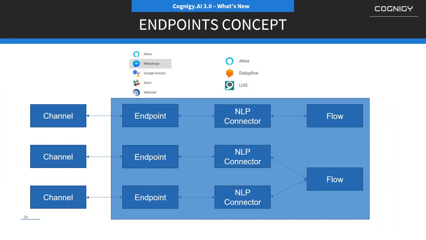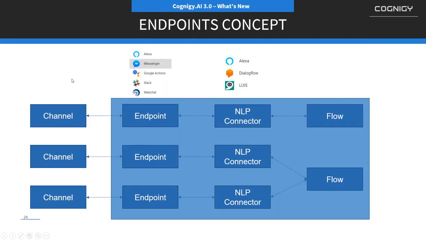The way that endpoints work is that they take a message coming from a channel into Cognigy. And endpoints can be of different types. I wrote some of the types up here. There's more types. So we could have Facebook Messenger talking to a Messenger endpoint, and they use an NLP connector. So that could be Cognigy or Alexa, Dialogflow, Lewis, and they then talk to a flow.